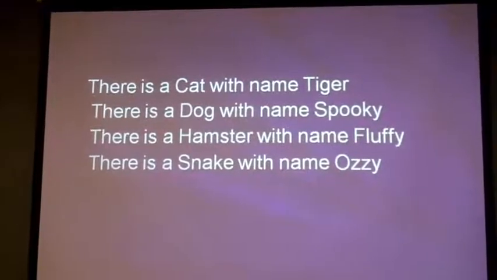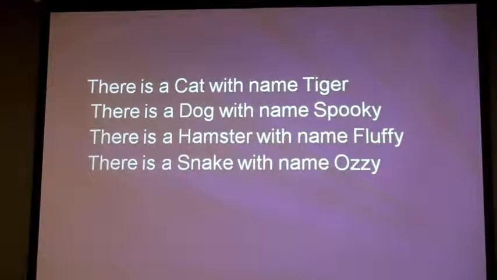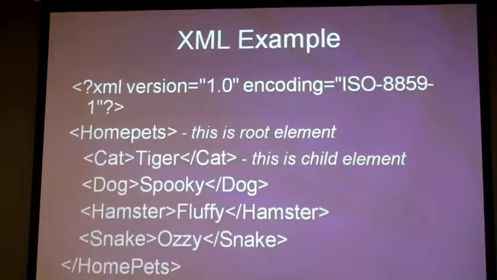So if, with the same data, I put this information into the XML format, it might look like this. The first line is definitely an XML declaration. That's the first header. And then we're going to talk about this home element, but you can ignore it for now. I'm saying cat, dog, hamster, and snake, and then I give the names.